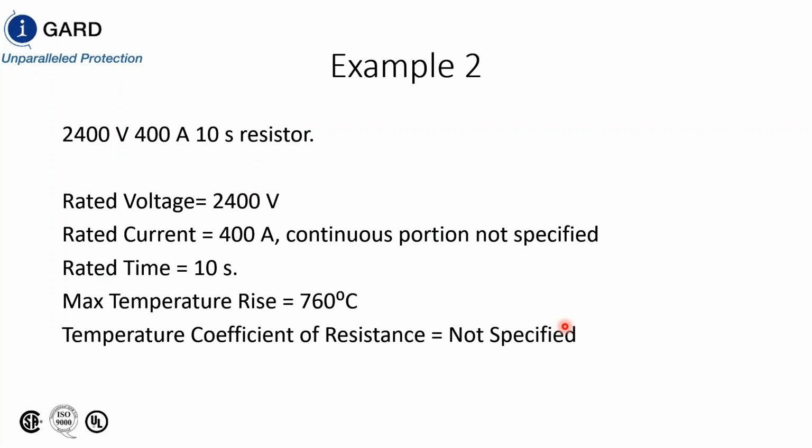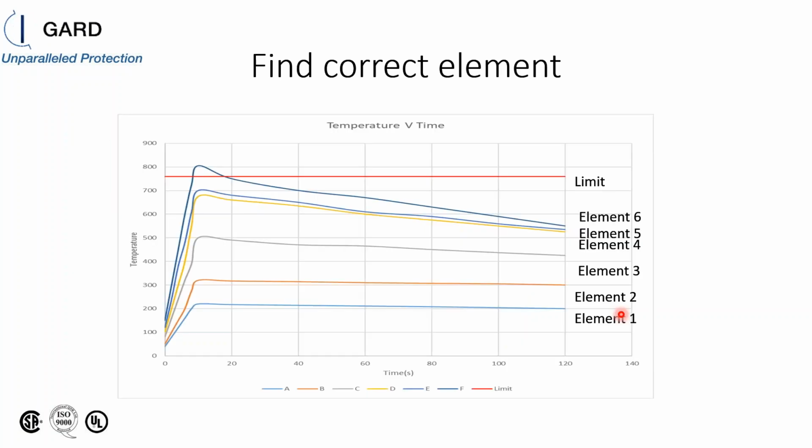We have another example, a 2400 volt, 400 amp, 10-second resistor. Rated voltage is 2400 volts. The rated current, initial current, is 400 amps. There is no continuous portion specified in this example, and the rated time is 10 seconds. That implies the maximum temperature rise is 760 degrees C, and a specific steel is not specified, and all manufacturers do the same thing.